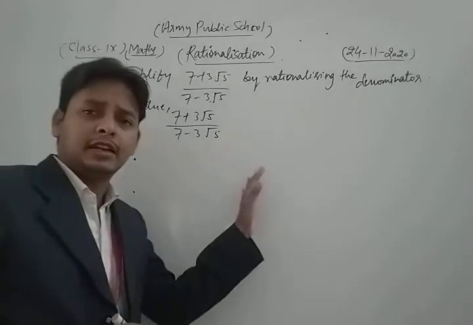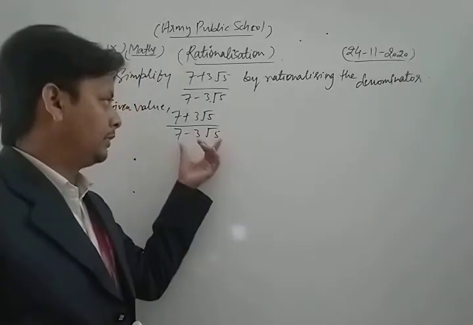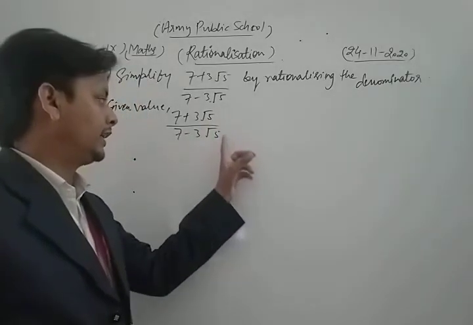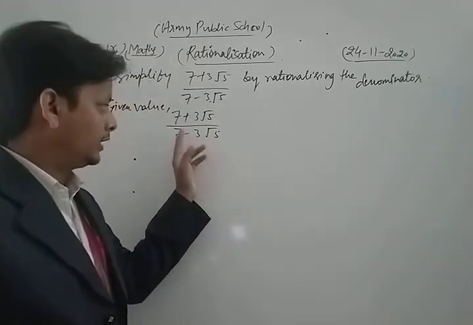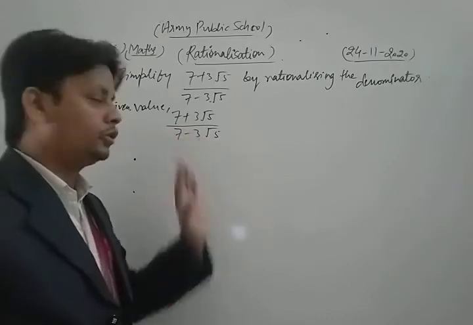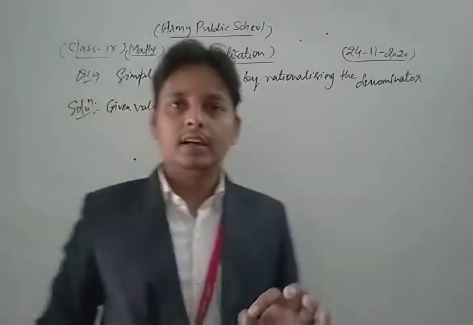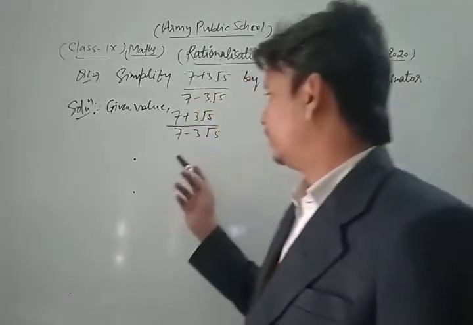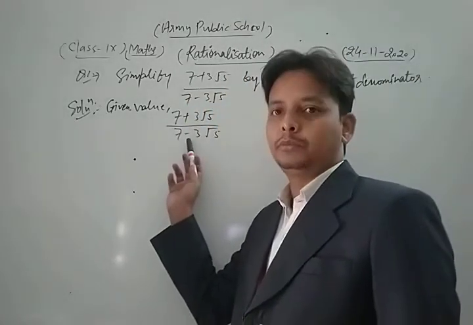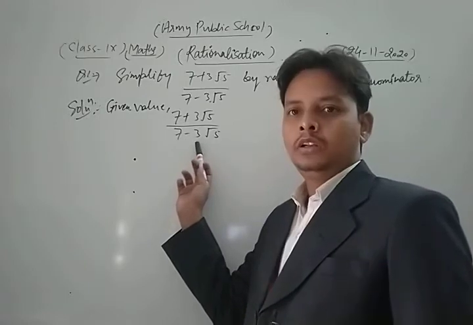Thus, for rationalization, we must multiply both the numerator and denominator by the conjugate of its denominator. Here the denominator is 7 minus 3 root 5. Then what is its conjugate? We just take the opposite sign. This is 7 plus 3 root 5.